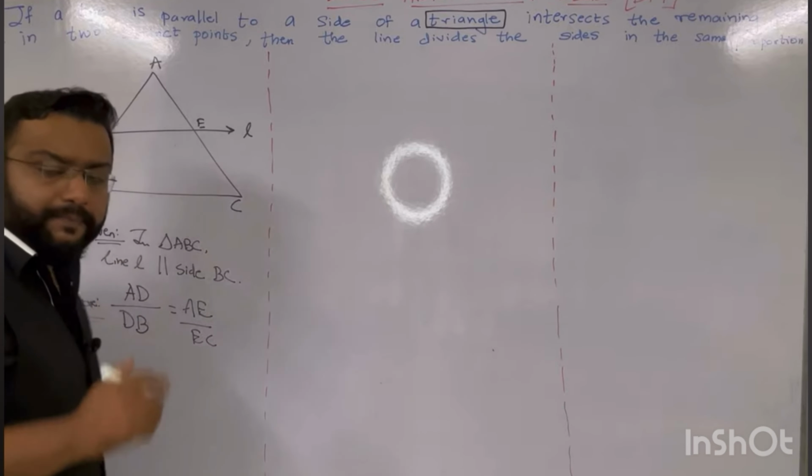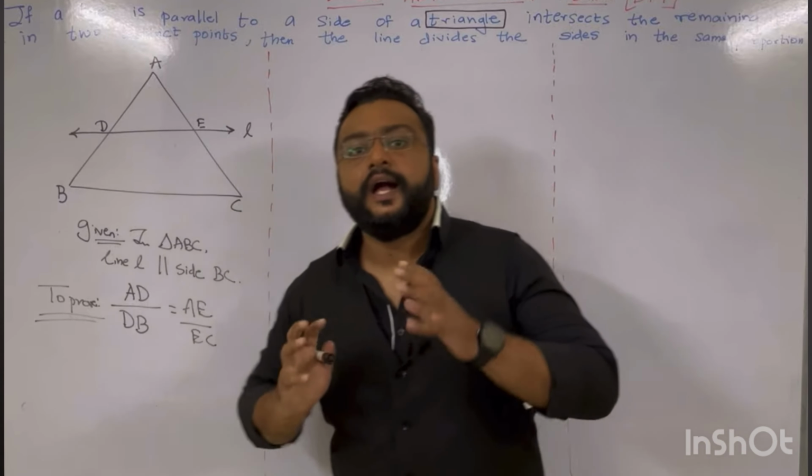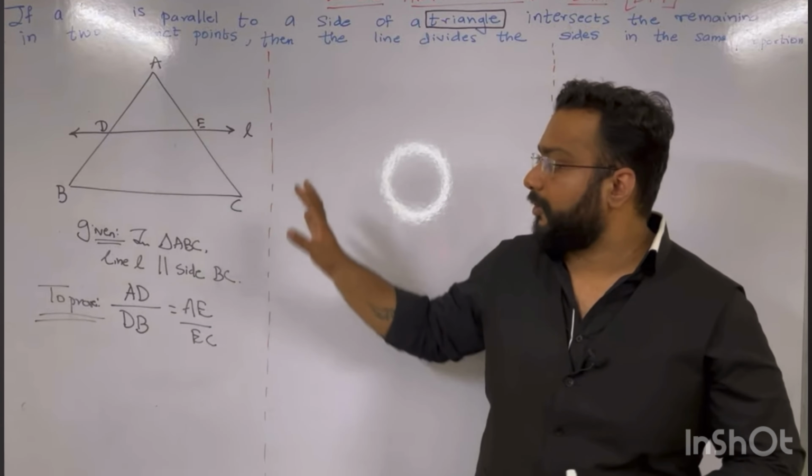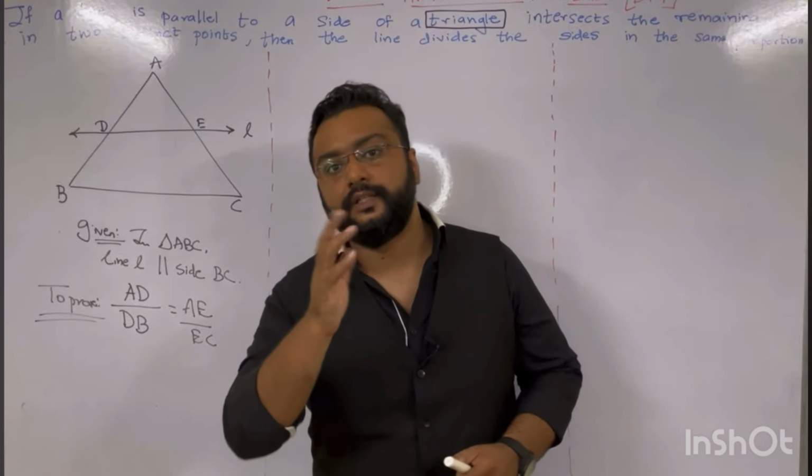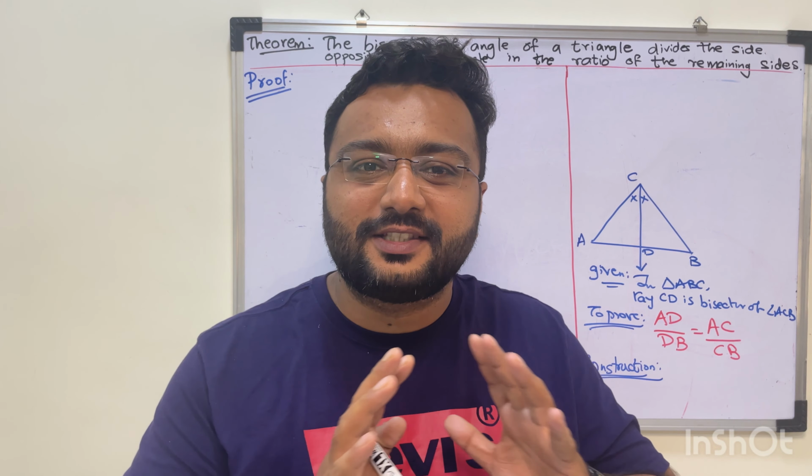The given is very simple. Line is parallel to one of the sides. And to prove is the ratio which are formed, they are equal. So since they are in same proportion, the ratios formed are equal. I hope everyone is clear with this.